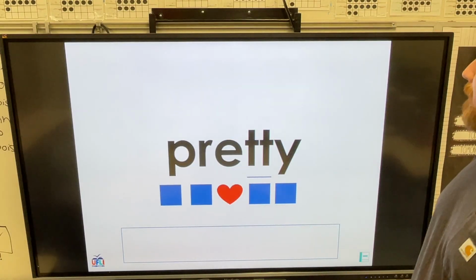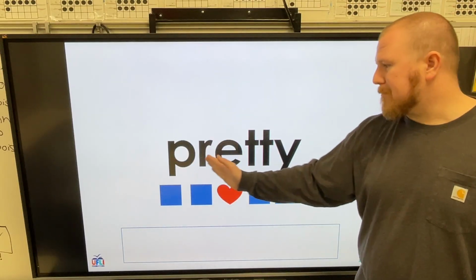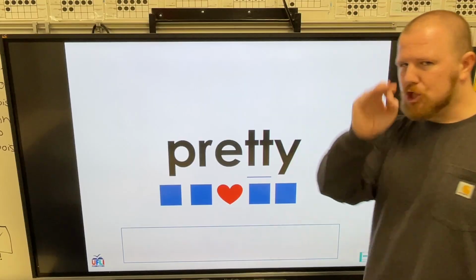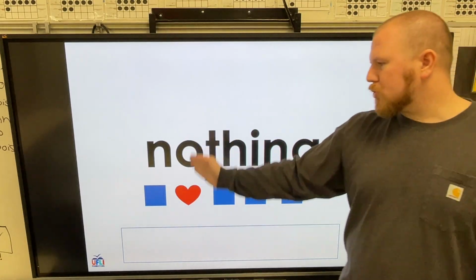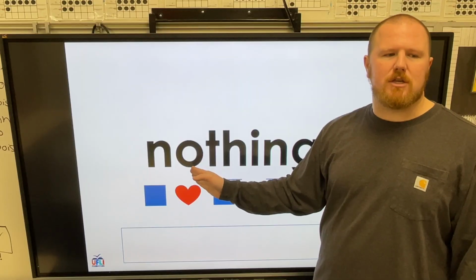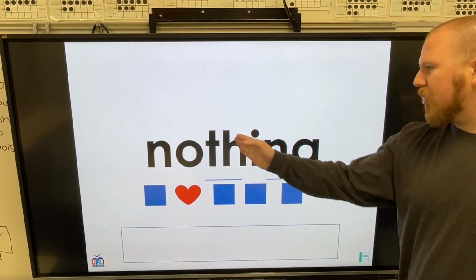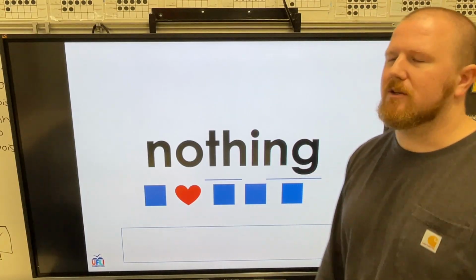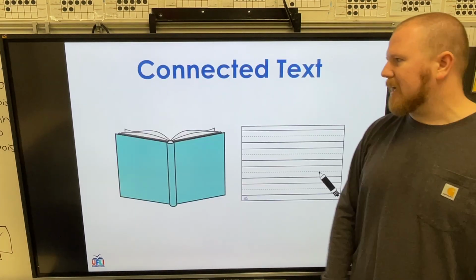All right, the next one. Pretty. That's a schwa because it doesn't say pretty. It makes the I sound. So it's a schwa. Okay, last one. Nothing. Another schwa. This one says like it's a U and it's not a U, obviously. So this is a schwa. Nothing. Oh, look how they put that together, the NG. We learned about that a while ago. So anyway, let's move on. If you want to practice spelling them, we can, but we're going to go into our connected text.